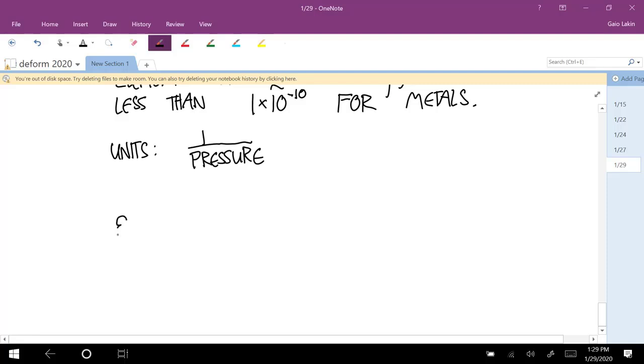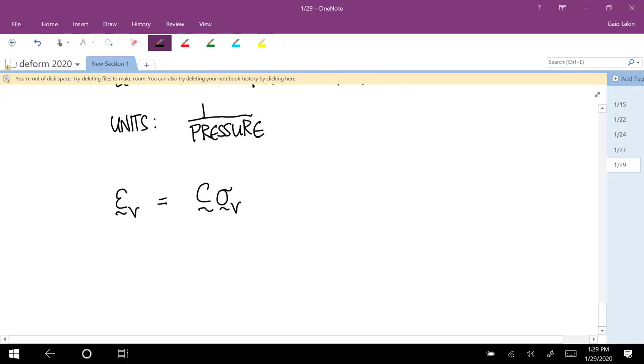So now we have that the Voigt strain is equal to the compliance matrix times the Voigt stress. And that's the relationship we're going to use in this class. In a way, that's kind of like the heart of this class, is this relationship. Knowing what the stress is, knowing what the strain is, knowing how to go back and forth between them.